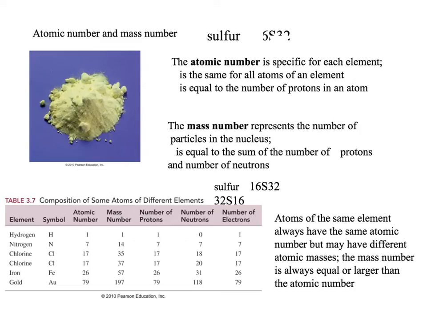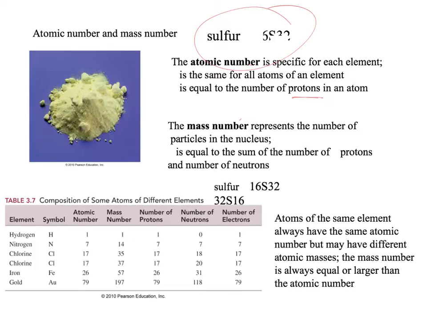Sulfur, and we're going to talk about what the numbers on the periodic table mean. Sulfur and all elements on the periodic table have atomic numbers and they have mass numbers. The atomic number is specific for an element. It's kind of like your student number or a social security number. It's the same for all atoms of an element, and it's equal to the number of protons in an atom.